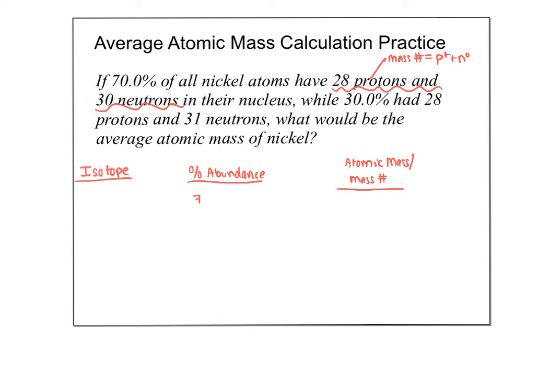So 70% of all nickel atoms have 28 protons and 30 neutrons.